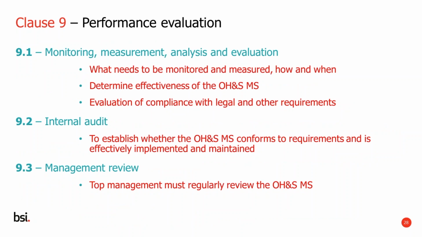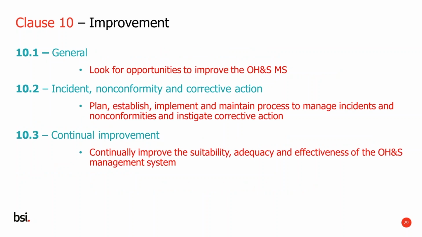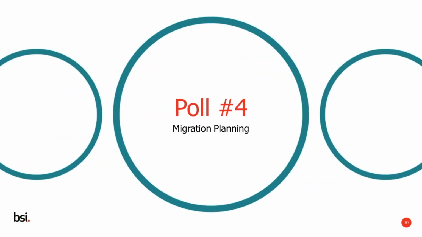9.1 establishes monitoring, measurement, analysis, and evaluation, as well as the internal audit and management review. Not much has changed against 18001, so it's still got the basic requirements. And then the same regards the improvements. So most of the changes have happened towards the beginning of the standard, which is similar to 9001 and 14001 as well. So with that in mind, we've come to our fourth poll, which is to look at migration planning. So I'm going to hand you over to Rob again.